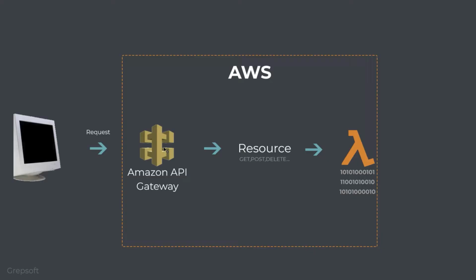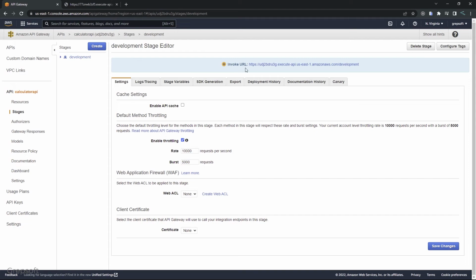Beautiful. So we did this part. We created a resource. We added a GET request. And we tied it to the Lambda function. Now let's try to test it out. All right, so I'll click on this URL.